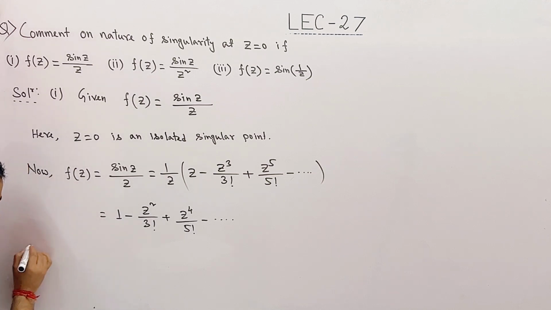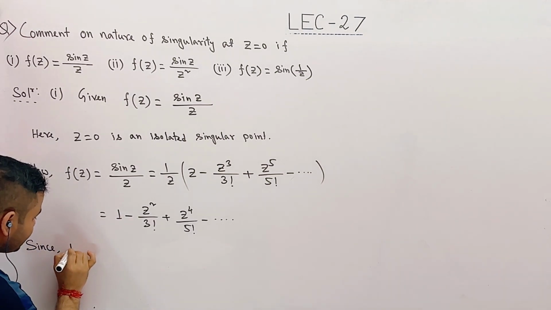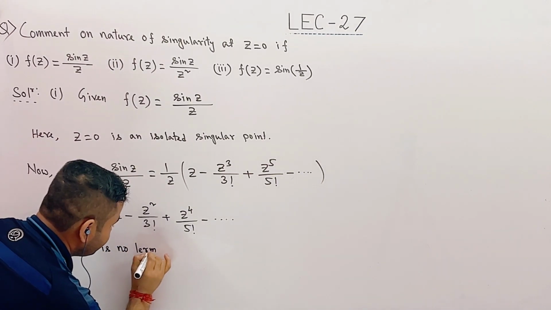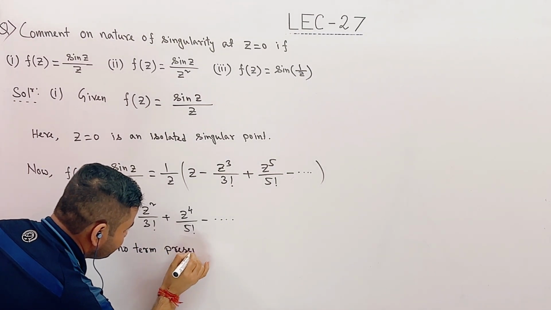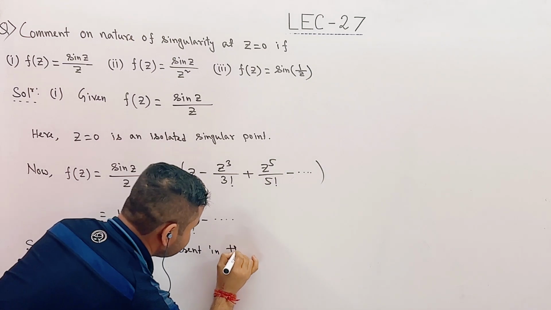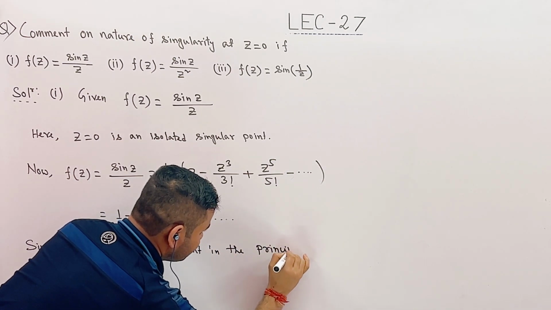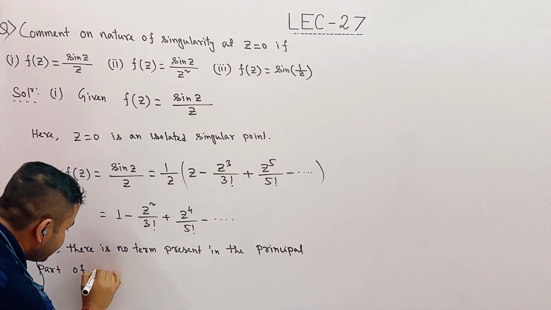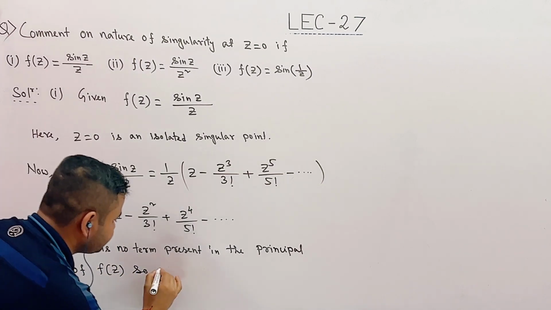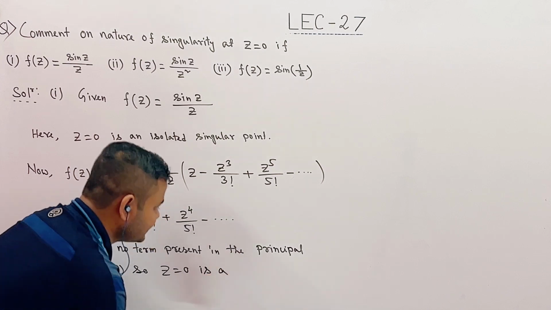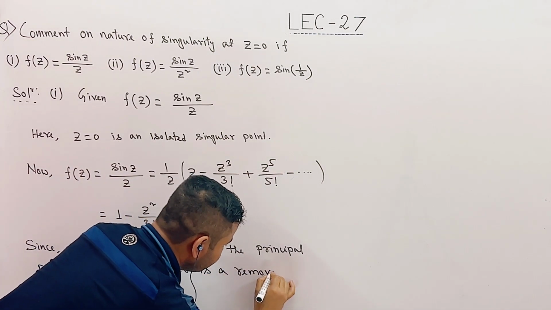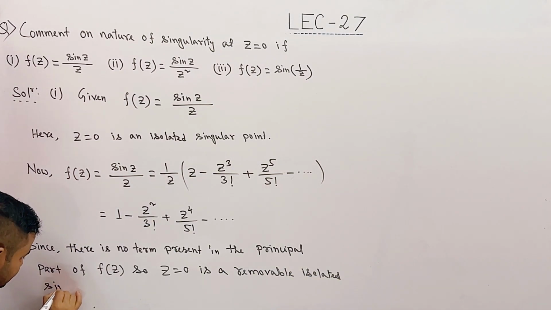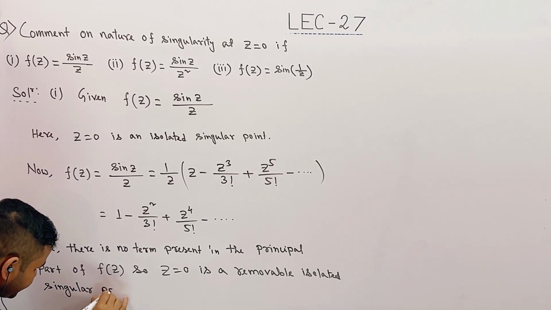Now, let me write these points. Since there is no term present in the principal part of f of z, so z equal to 0 is a removable isolated singular point.